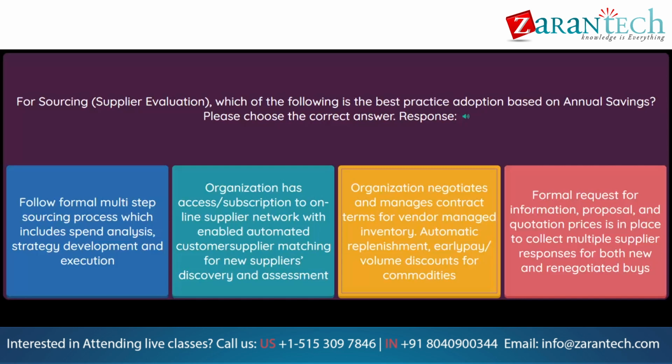Automatic replenishment, early-pay/volume discounts for commodities. Option 4. Formal request for information, proposal, and quotation prices is in place to collect multiple supplier responses for both new and renegotiated buys.